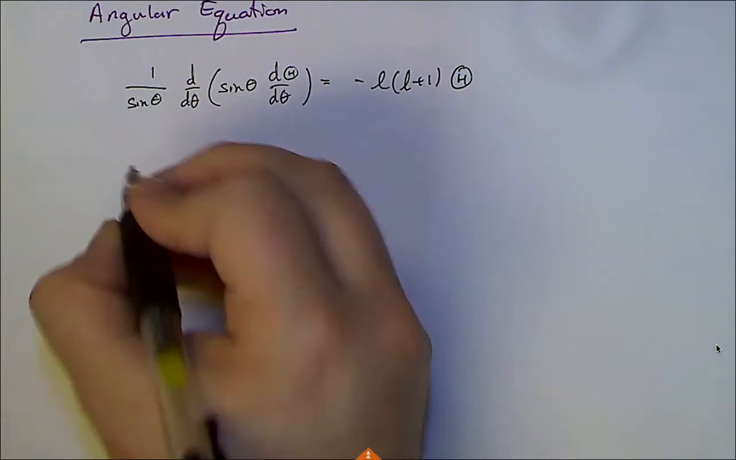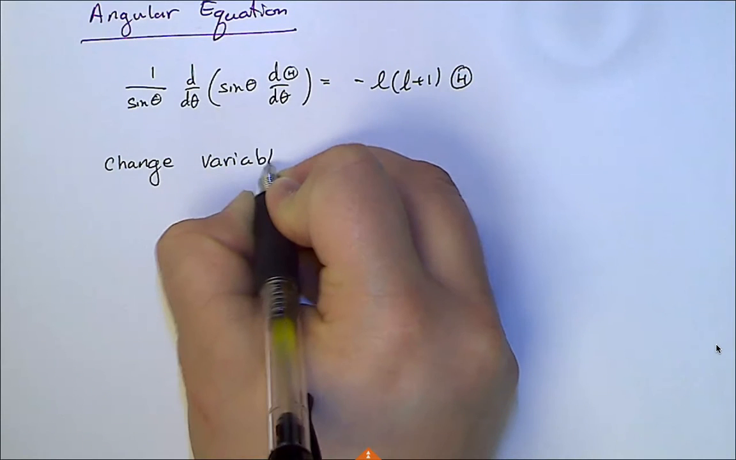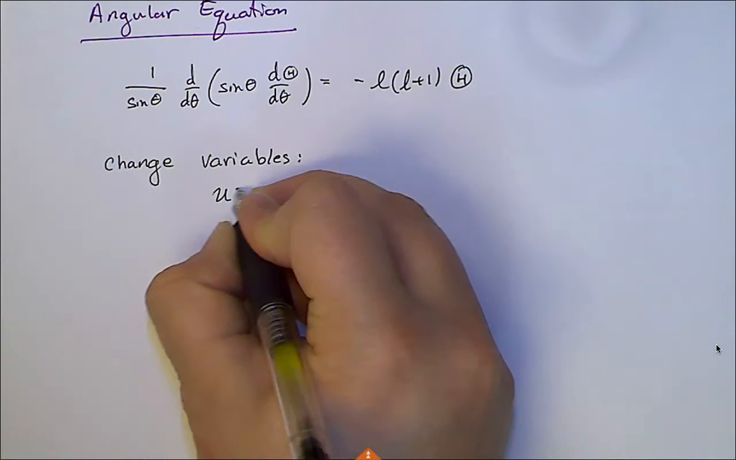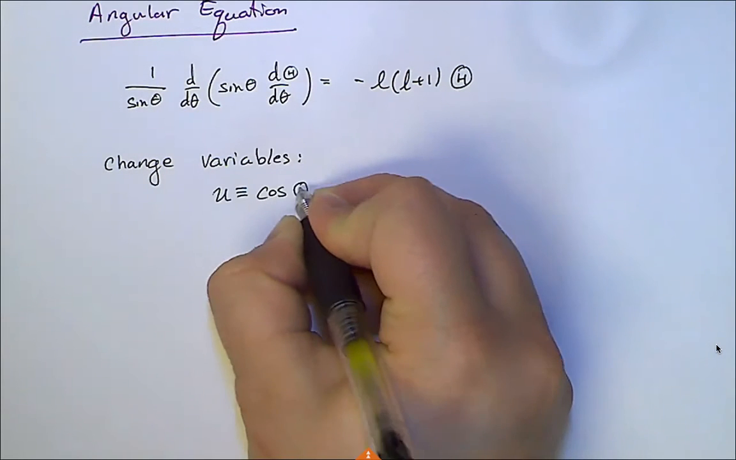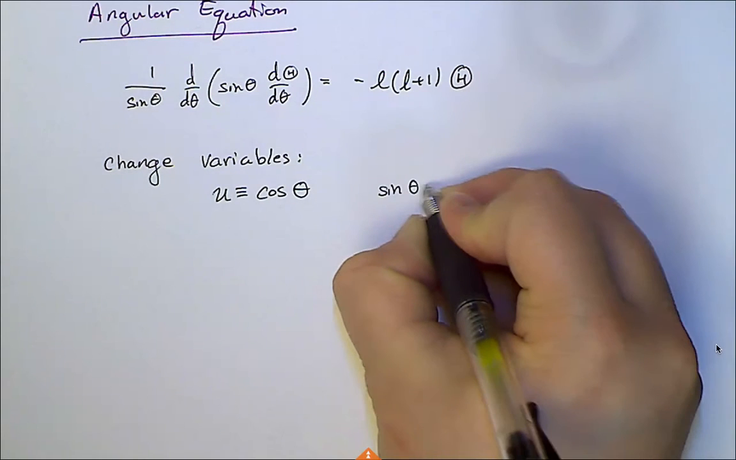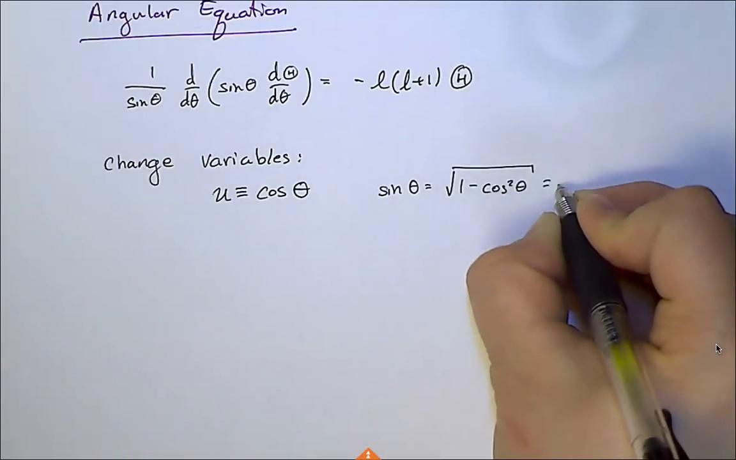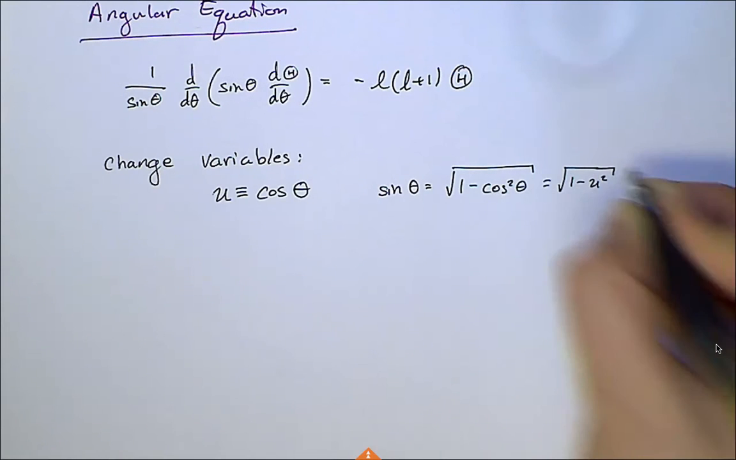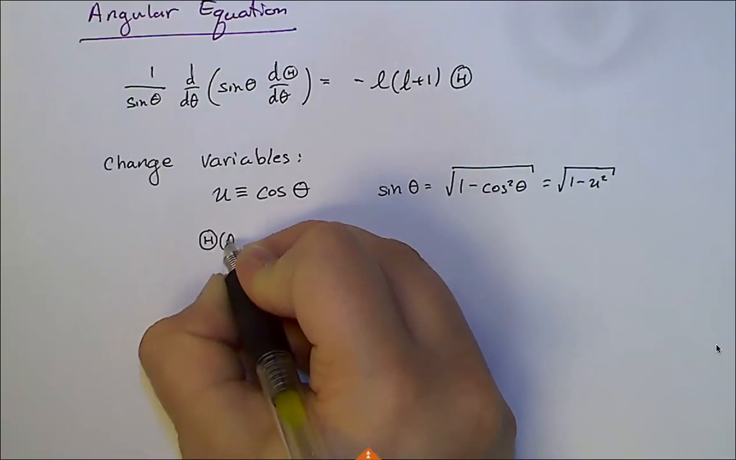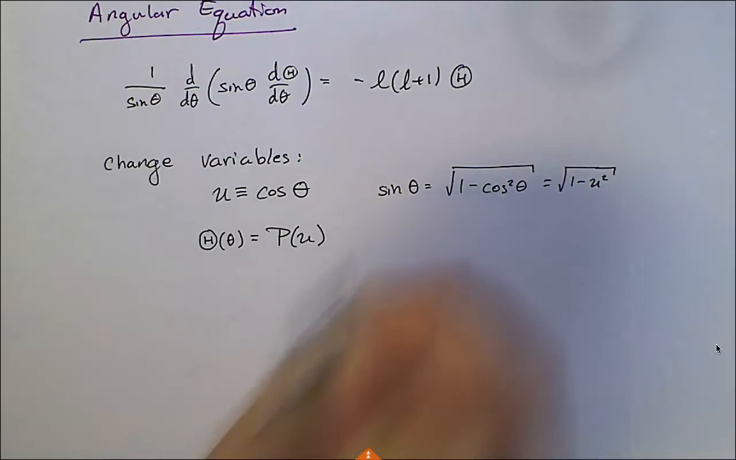Now I am going to change variables. This is not obvious, and you'll see why we do this in just a minute. I'm going to choose a variable u, which I am going to define as cosine theta. So that means that sine theta, which is equal to the square root of 1 minus cosine squared theta, is equal to the square root of 1 minus u squared. And then I am going to rewrite theta, which is a function of little theta, as p, which is a function of u.